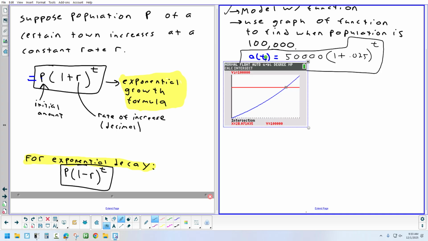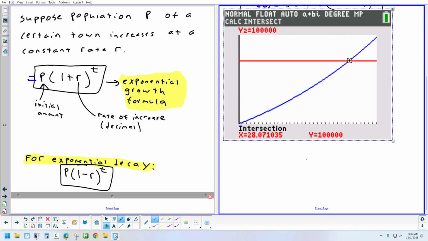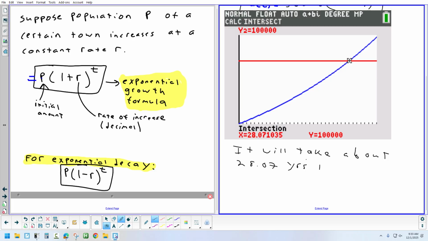Okay. So how many years is it going to take for the population to reach 100,000? A little more than 28 years. Yep. So it takes about 28.07 years to reach 100,000 people. And that's how you figure it out. Okay, so you start with your formula, you graph it, and then you put in another line at the population, and that's it. Any questions on that one?